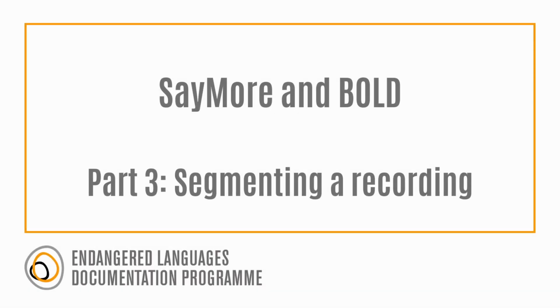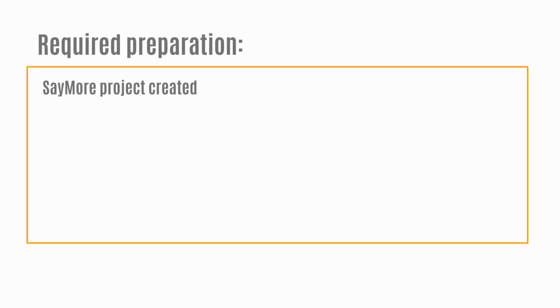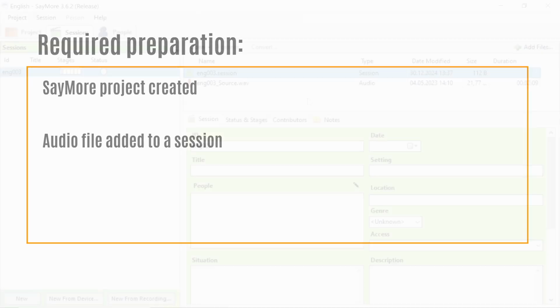In the SayMore for Basic Oral Language Documentation series, you will learn about the basic oral language documentation method and how to use SayMore to create oral annotations. In this video, you will learn how to segment audio recordings into shorter clips that can more easily be repeated and translated orally. To follow along with this video, you should have already created a new SayMore project and opened an audio file to annotate as seen in part 2 of this video series.